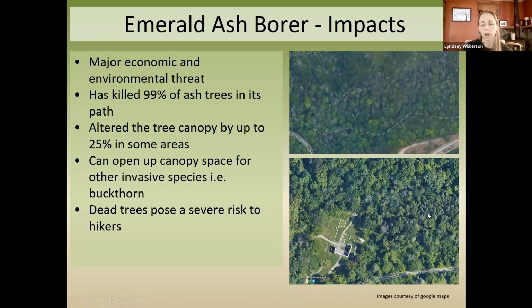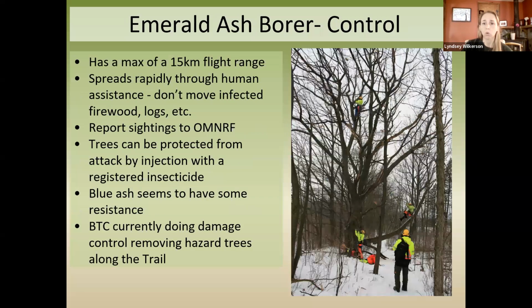So that's quite the impact that it's had on Southern Ontario, and almost every single conservation authority is currently working on mitigating the impacts. However, there isn't that much that we can actually do to control the emerald ash borer. It has a max flight range of 15 kilometers, which is far enough to be able to gain some distance, but its main method of travel is by people.